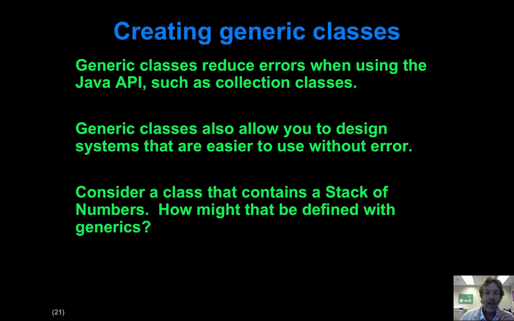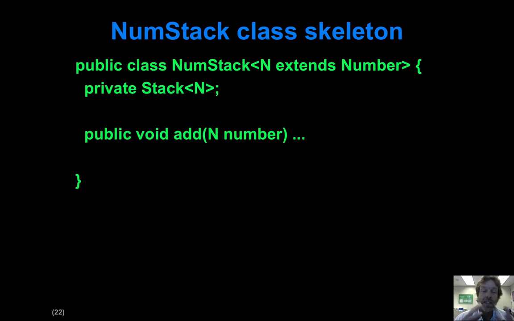Okay, so you can not only use generic classes that are predefined for you, you can also define them yourself. Those are a little more complicated to do, but it's still relatively straightforward. Here you say I want to define a class called NumStack, and it's going to accept any type that is an extension of the type Number. Then inside your code, you write the code that supports any type that satisfies this particular constraint.